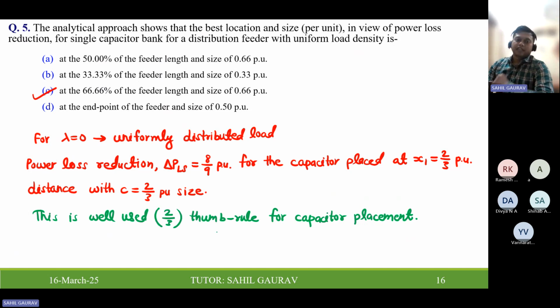So this is well used, and at the start of the session we solved an example where we considered the capacitor location as two-third per unit and the capacitor size as two-third per unit, where we got this 89%. So from there also you can correlate. This is the optimal location and placement where we get a power loss reduction of 89% when the capacitor is placed at two-third per unit and is two-third per unit size. So remember this point. This is very important because this is the two-third thumb rule for capacitor placement.